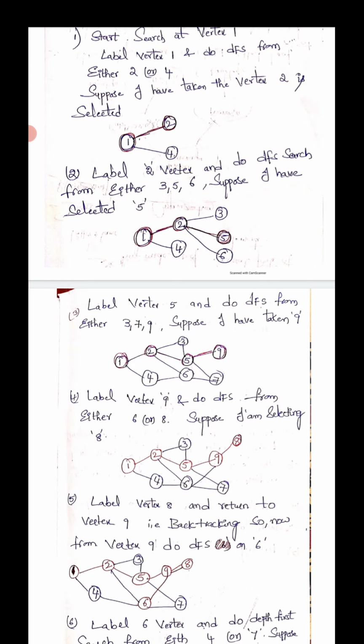And coming to the fourth step, label vertex 9 and do DFS from either 6 or 8. Suppose I am selecting 8 here. Look at this diagram: 1 to 2, 2 to 5, 5 to 9, 9 to 8 are drawn in red color, and the remaining lines are simple black lines.